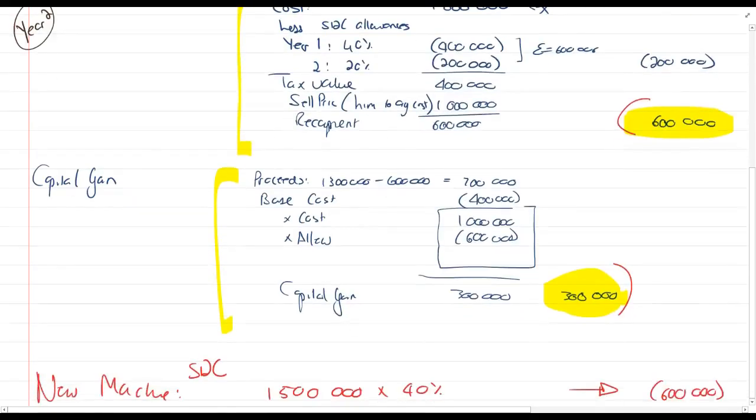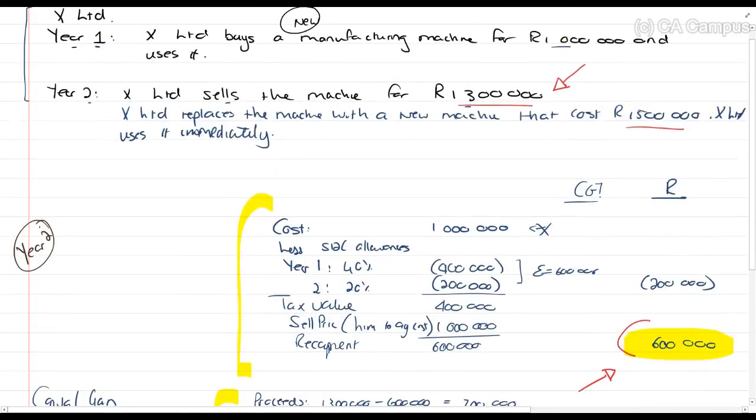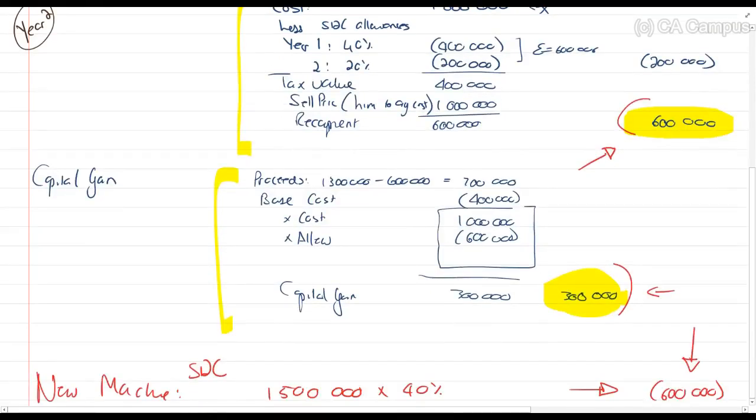Ignore this for now. Let me show it like this. Here's the recoupment of 600,000. Here's a capital deduction of 600,000, so they null each other out. And here's a capital gain of 300,000, so we're still going to have tax. But do we have money to pay the tax? No, because we've taken the 1.3 million that we received and we spent all of it on a new asset. That is the theory, the idea where this comes from.